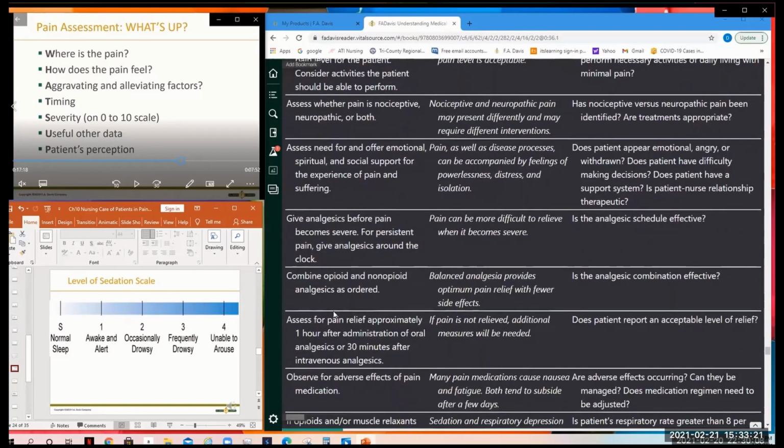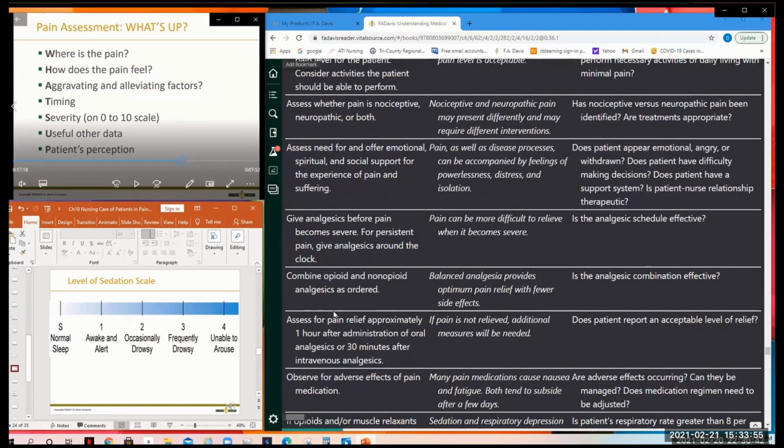Assess whether pain is nociceptive, neuropathic, or both. Nociceptive and neuropathic pain may present differently and may require different interventions. Has nociceptive versus neuropathic pain been identified? Are treatments appropriate? Assess need for and offer emotional, spiritual, and social support for the experience of pain and suffering.